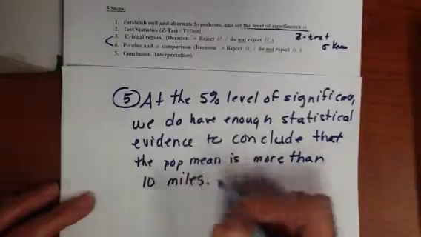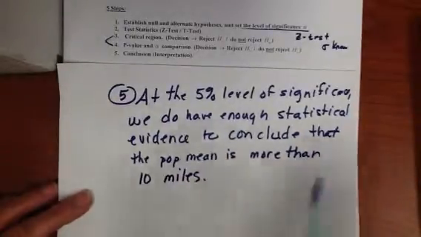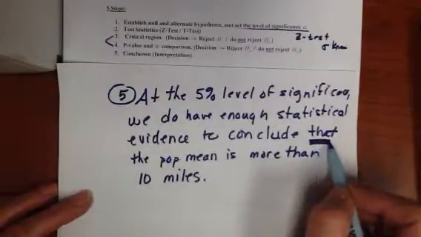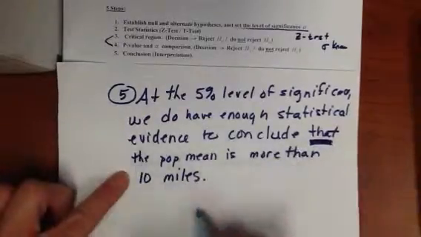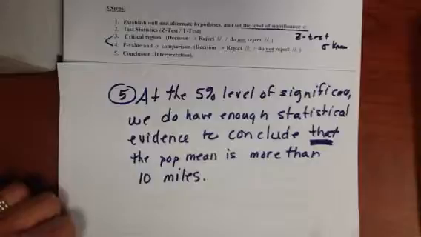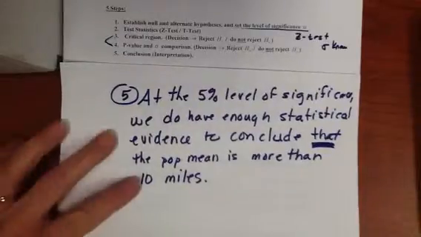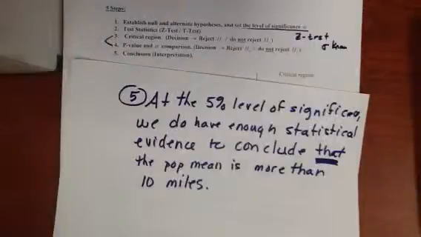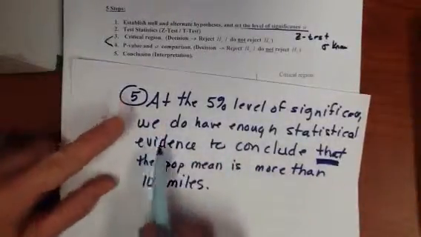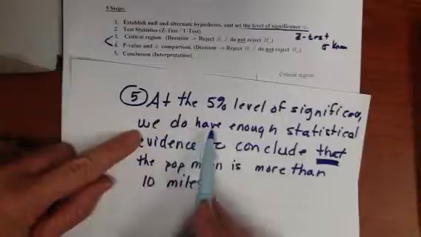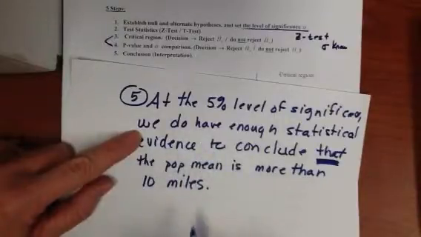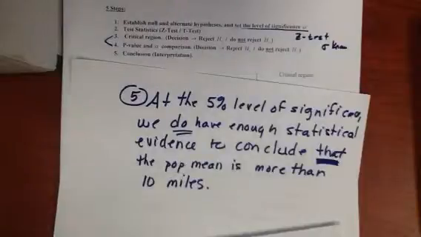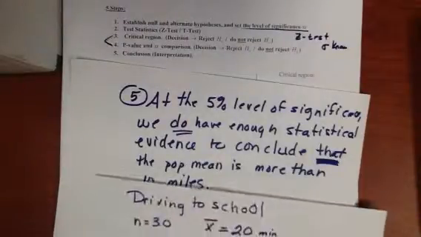Usually in your homework problems, if you look for the word "that" when they ask, do you have enough evidence to conclude that, what follows the word "that" is usually what you can put here in your interpretation. The only difference in our conclusion, had we not rejected and not found enough statistical evidence, is that we would have said the same statement except we do not have enough statistical evidence to conclude that the population mean is more than 10 miles. We don't change anything else. It's either do or do not. I'll do some other examples out of the book yet.